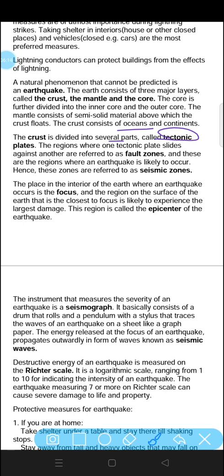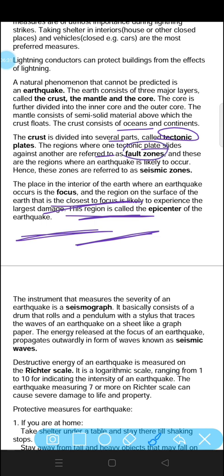The regions where the tectonic plates slide against one another are referred to as fault zones. These are the regions where an earthquake is likely to occur. Hence these zones are also referred to as seismic zones. Seismic zones or fault zones are the zones where the tectonic plates slide against one another.